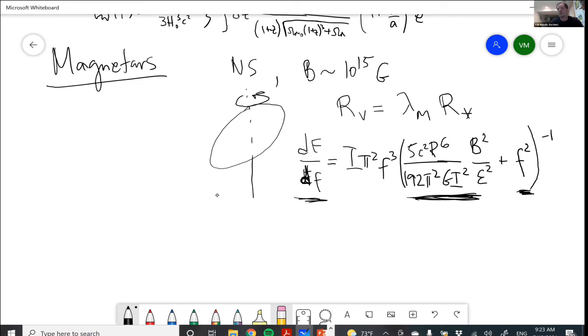R is its radius, so it's of order 10 kilometers. And then we have this piece here, the circle piece, which is the magnetic field, B squared, divided by the ellipticity epsilon. The ellipticity here is basically capturing the difference in the moments of inertia, I1, I2, and I3. The I3 is the main axis of rotation, I guess. So this would be the epsilon here.